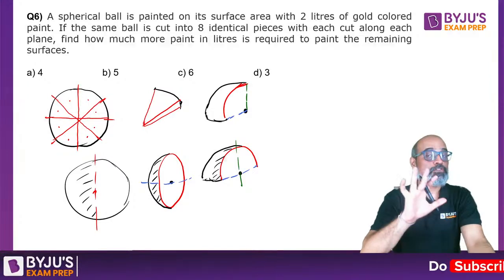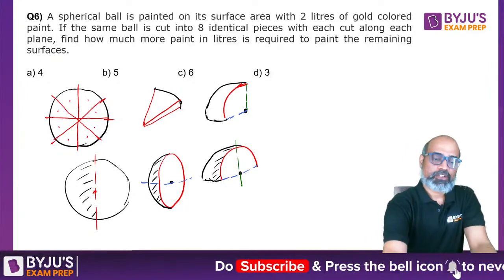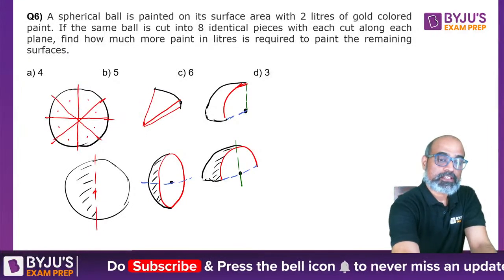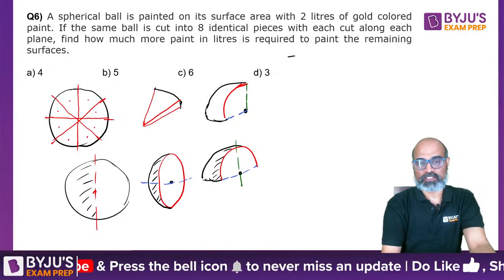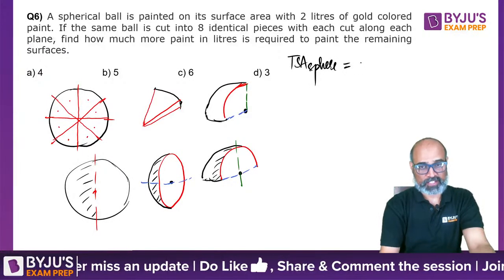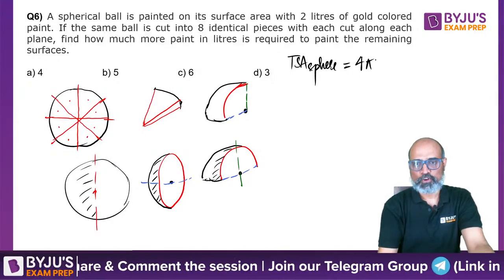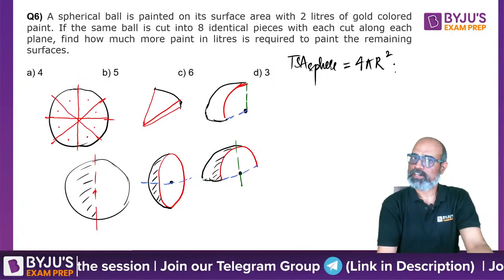Right? So this is for visualization purpose. This is not going to help us solve the question as such. So what is the total surface area of a sphere? Total surface area of a sphere is given as 4 pi r square, right?